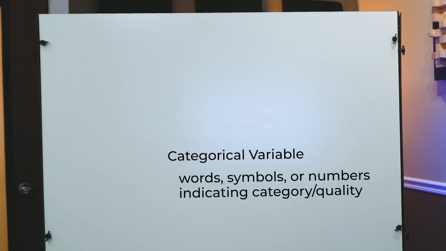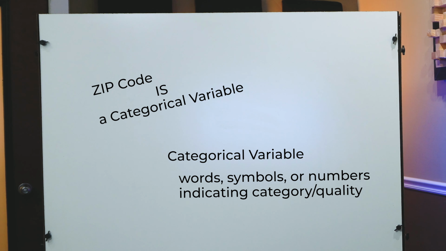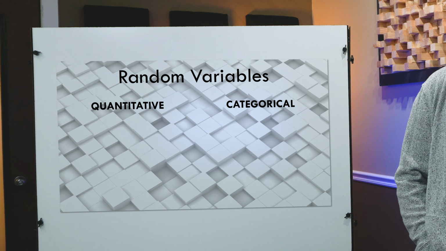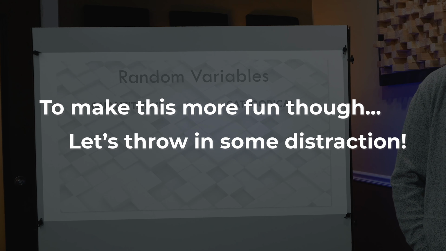2, categorical variable: words, symbols, or numbers indicating category, quality. For example, a color, gender, favorite type of music, and yes, even a zip code. To finish this section off, let's do a quick little check. I want you to very quickly determine which variable type each of the variables I show you belongs to.